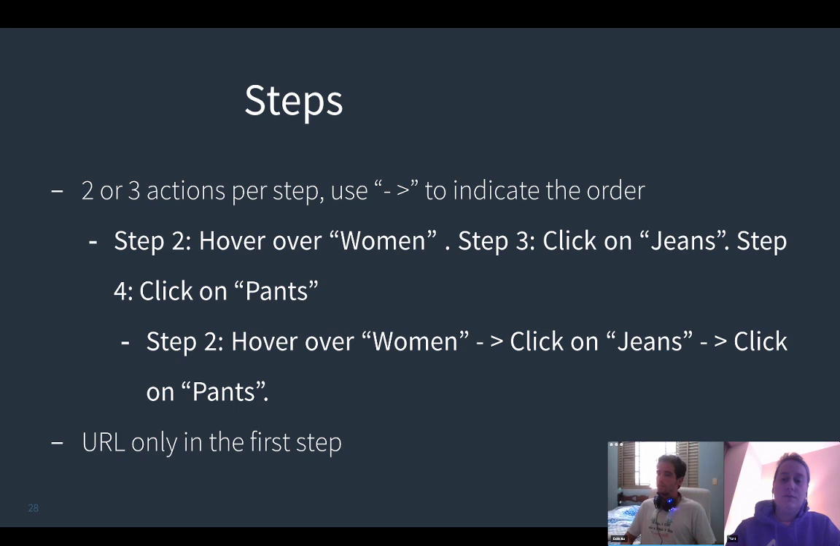And so, for example, let's say you are on an e-commerce site and you are going to look for jeans and pants. There is no need to write down like step 2, hover over women. Step 3, click on jeans. Step 4, click on pants. This can all be condensed in a single step, like hover over women, click on jeans, click on pants. Just as straightforward as that. And also, there is no need to copy and paste the URL for each step. We have a rule to only have the access URL on the first step, and unless the customer asks otherwise, the URL should be present only in the first step.